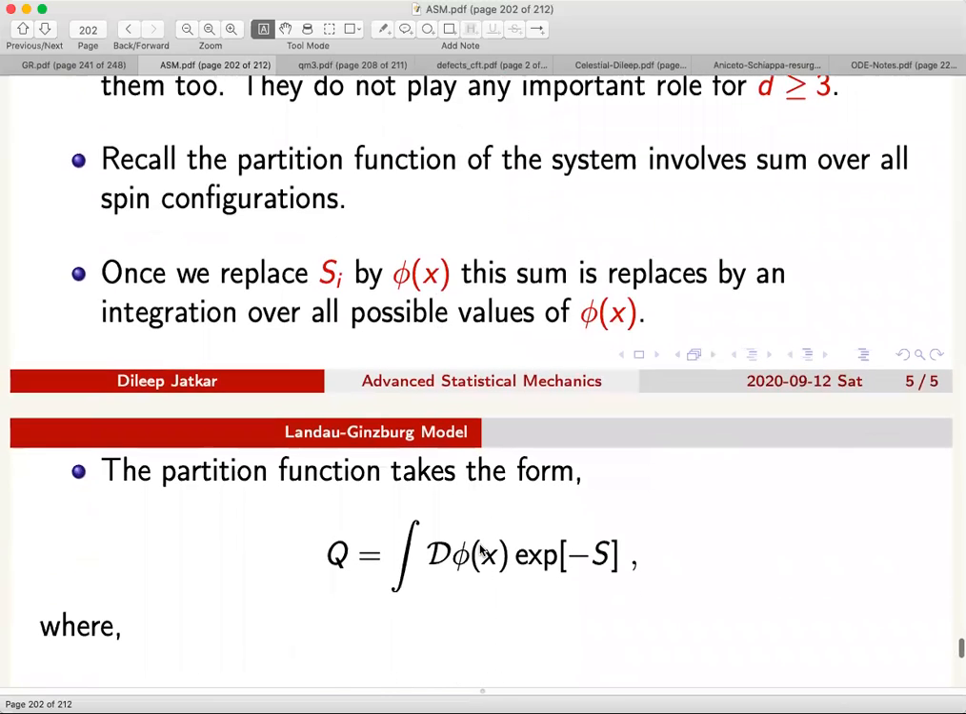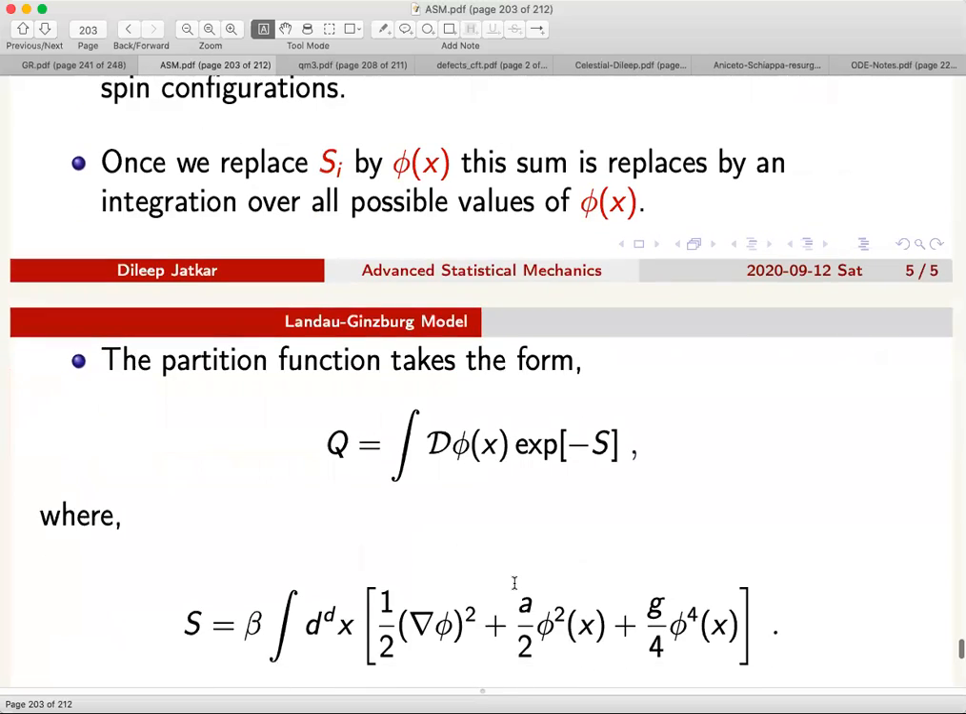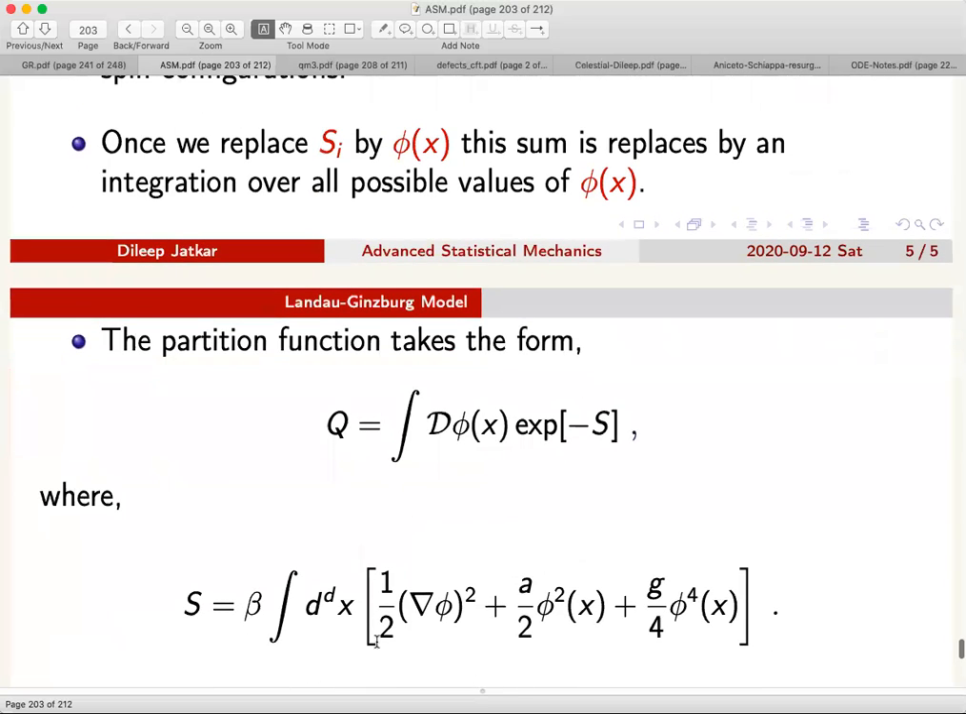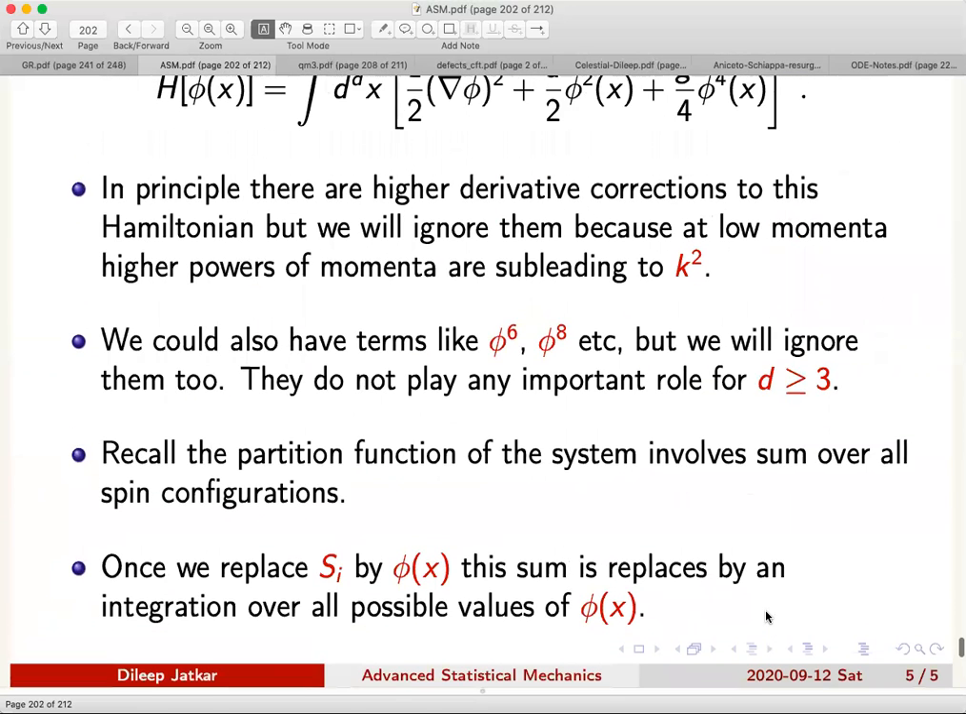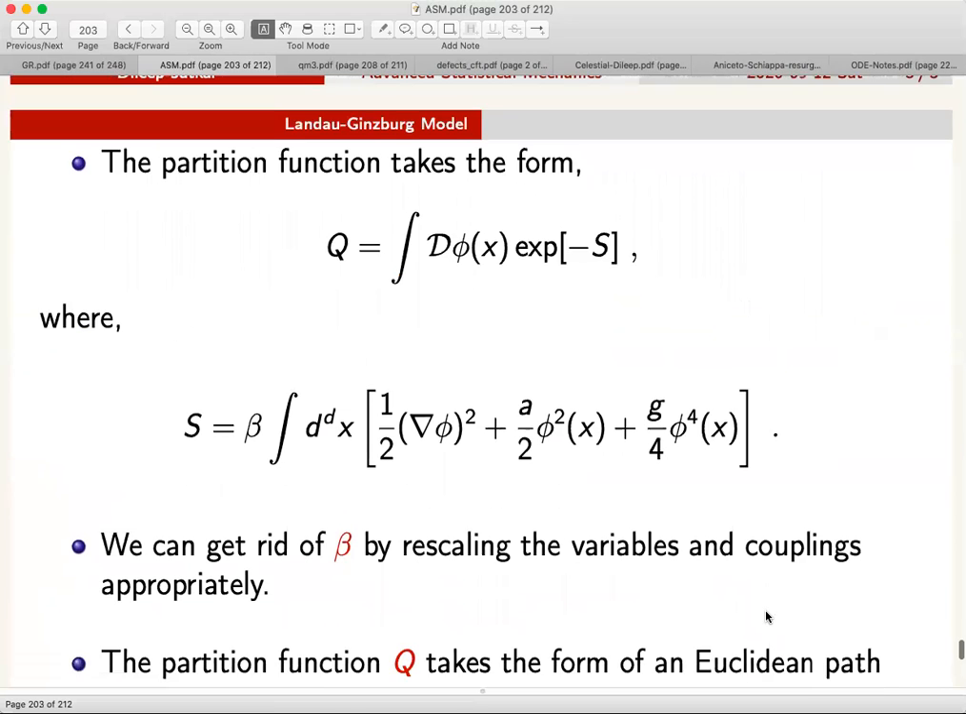So our partition function that was written down in the case of the lattice model would take a form which is like this. The sum over S_i is replaced by an integral over various values of phi. And the e to the minus beta H factor that was written down will be written as e to the minus S, where S is a quantity which is beta times the energy functional. The energy functional was just written upstairs here. I've just taken it from there and written it down here.